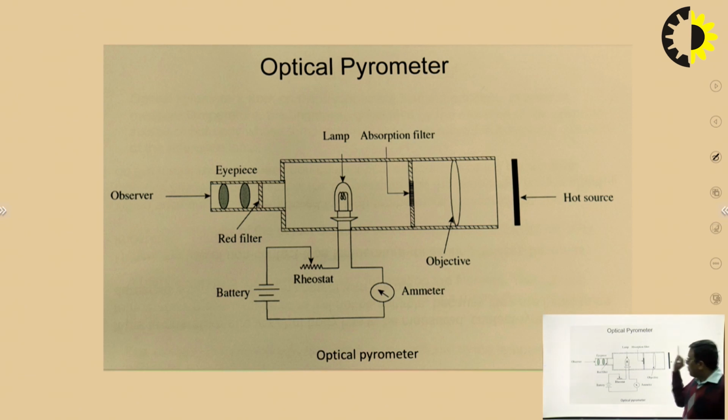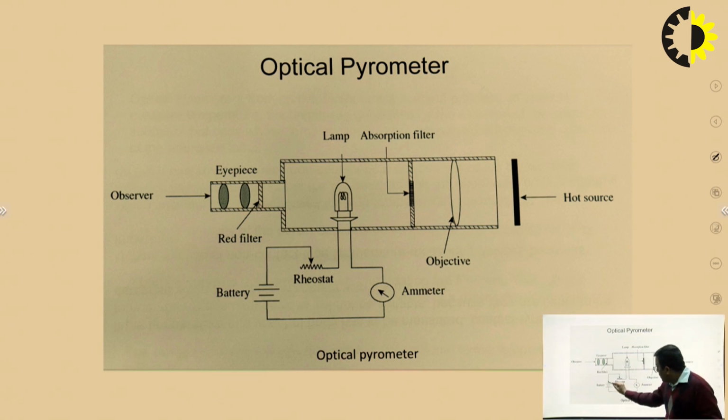For observing it, the observer is here, we are observing from here. There is an arrangement of eyepiece, an absorption filter, a red filter, and a lamp. So I have to compare the brightness of light of the filament and the hot source. So what is the purpose?